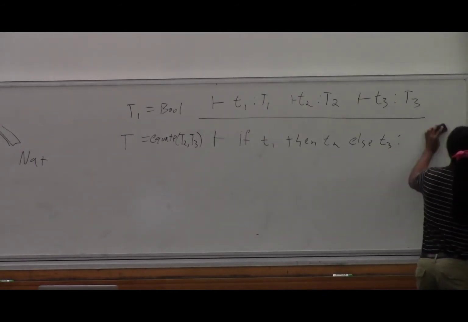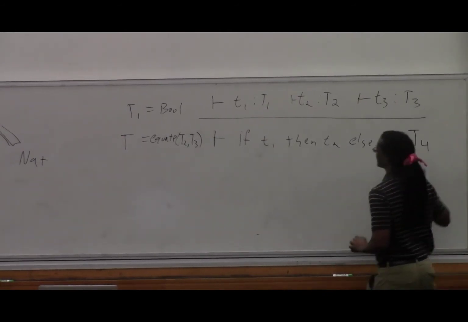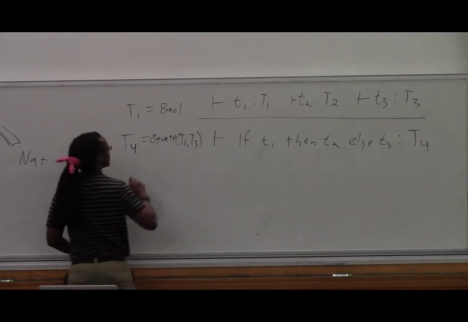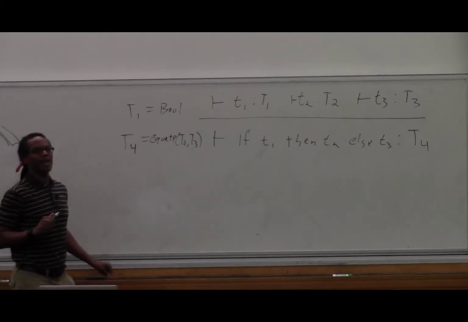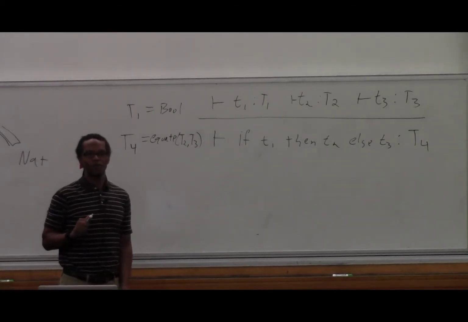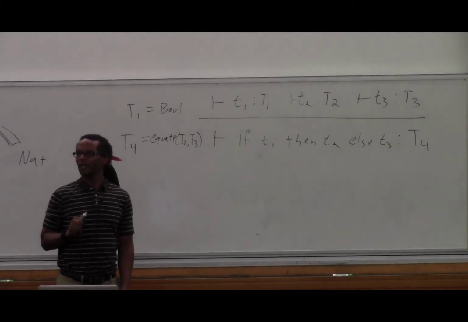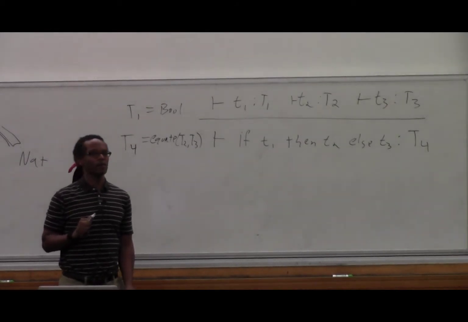And then just wrote T over here, or T4. Let's be consistent and number things. Okay? So this is just a restructuring of the static typing rule for if. Kind of make sense? Okay.